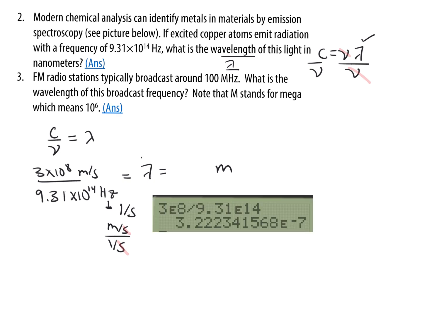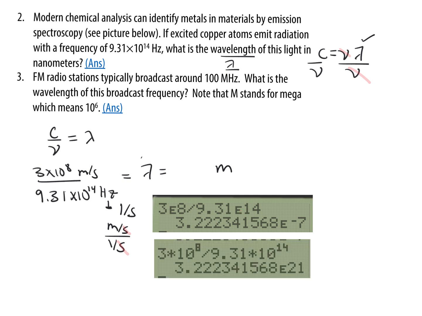So again, typing that in the calculator, I just have one number in the denominator here, so I don't actually need parentheses. If you didn't use this E key, though, you would need parentheses around the denominator. A mistake I'll see people make is they'll type it in like this, which doesn't work, because what your calculator thinks you mean here is divided by 9.31 and then multiplied by 10 to the 14th.